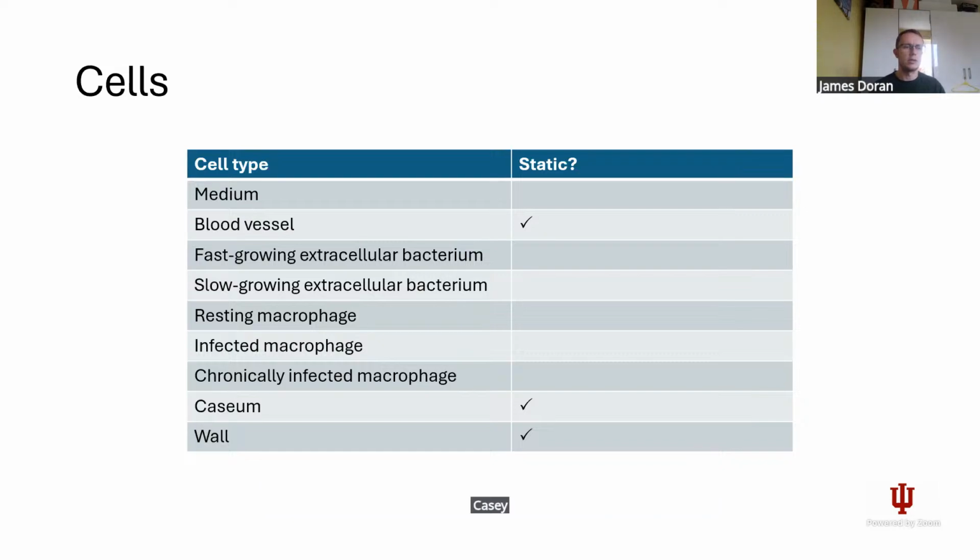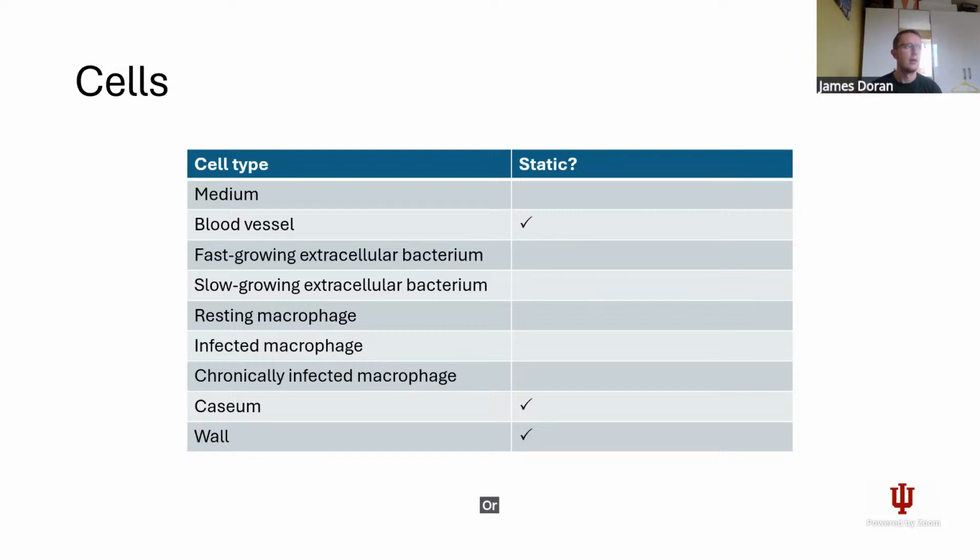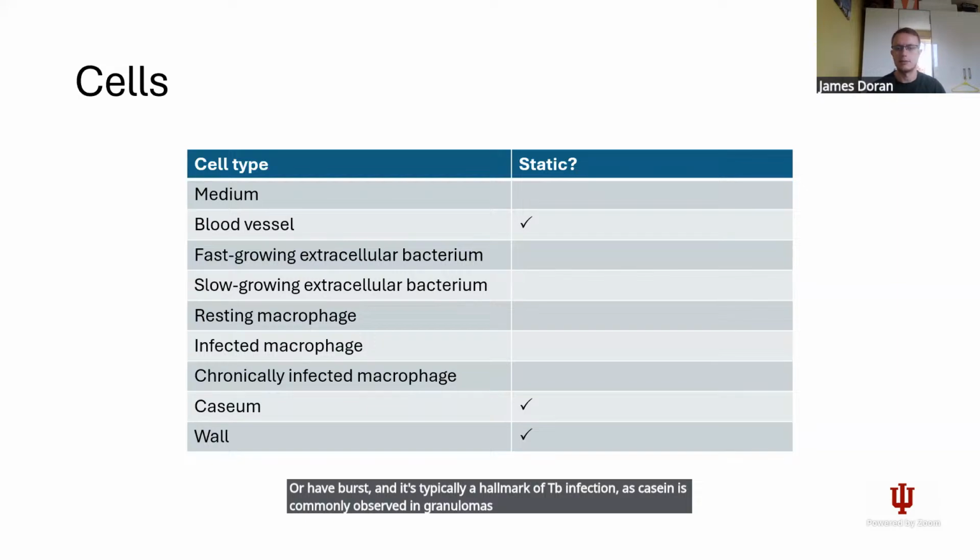Caseum is necrotic dead tissue that is commonly observed from dying macrophages, or infected macrophages that have died or have burst. It's typically a hallmark of TB infection, as caseum is commonly observed in granulomas that form in individuals that have been infected with MTB.